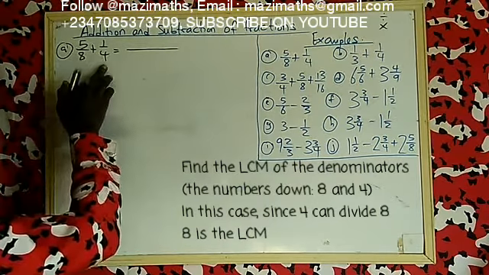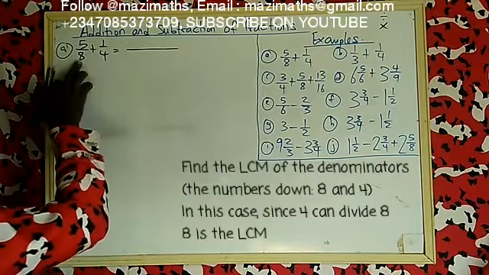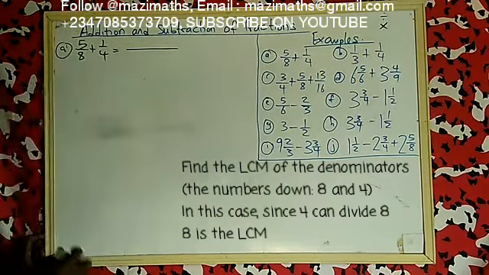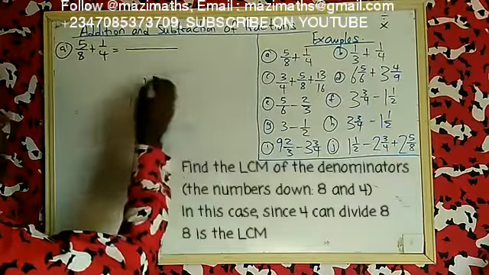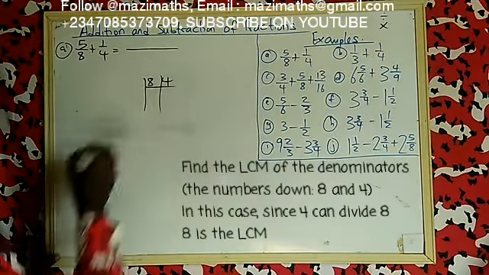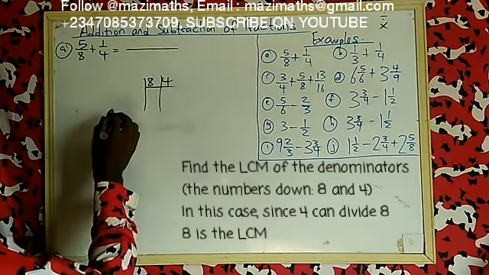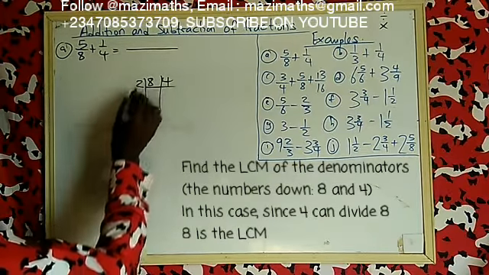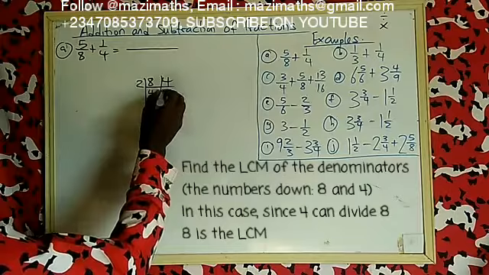You have 8 and 4 here. So I will first check if this 4 will divide 8. If 4 will divide 8, then 8 will be our LCM. Well, if you want to confirm that 8 is our LCM, you go look for their LCM. So which number will divide 8 and 4? That is 2. 2 in 8 will give you 4. 2 in 4 will give you 2.